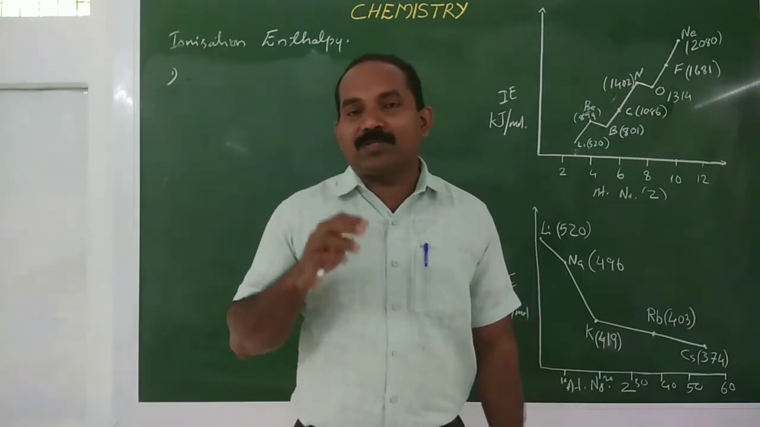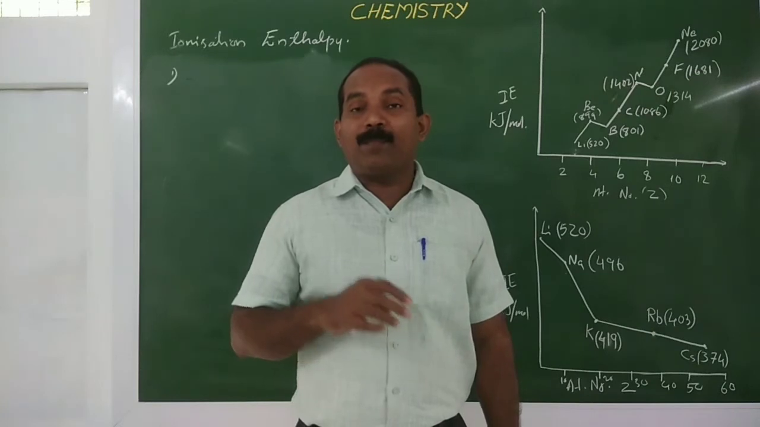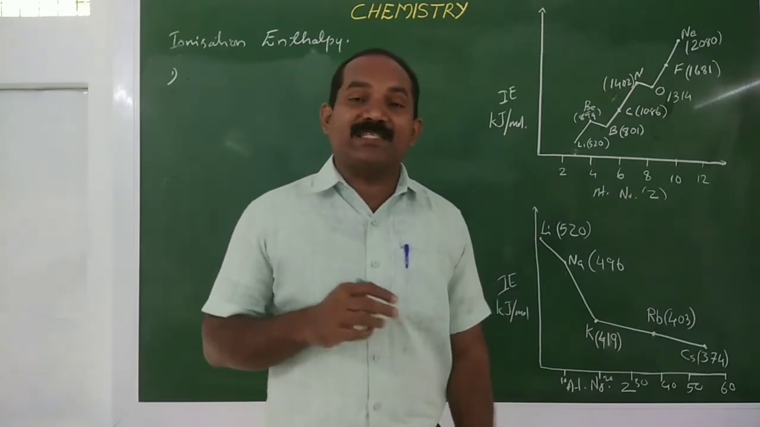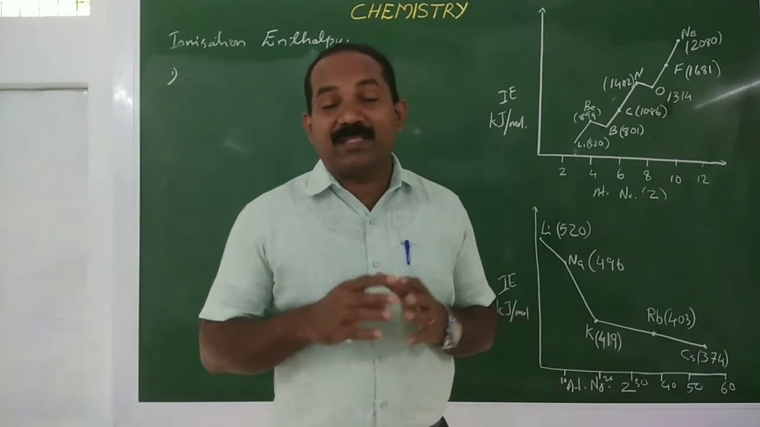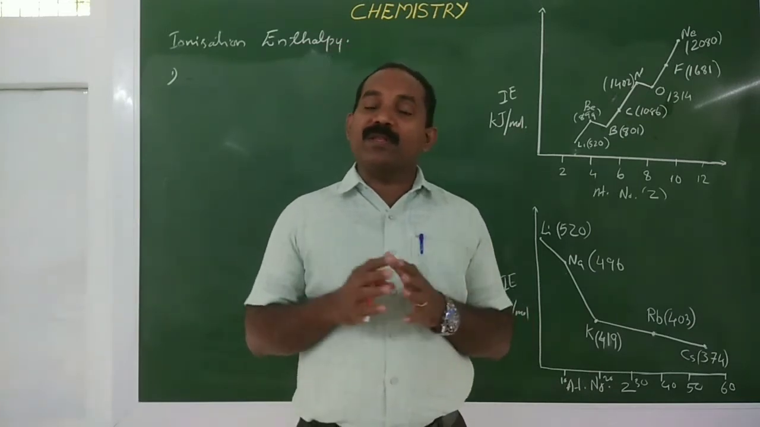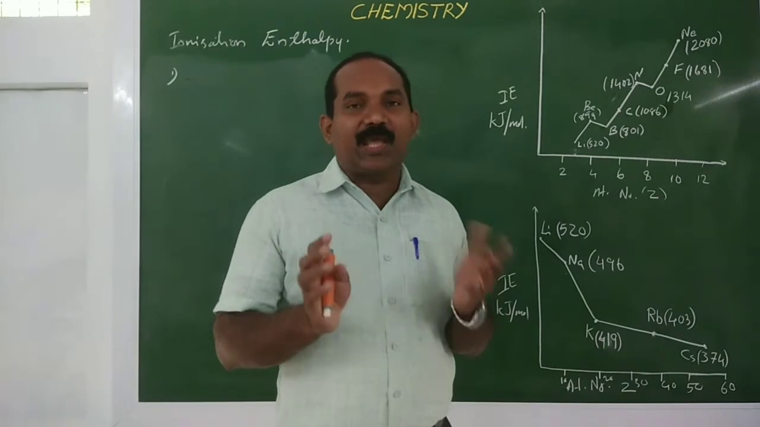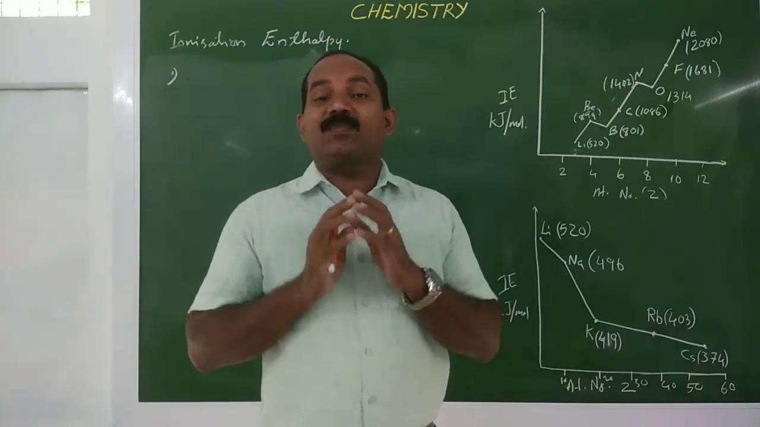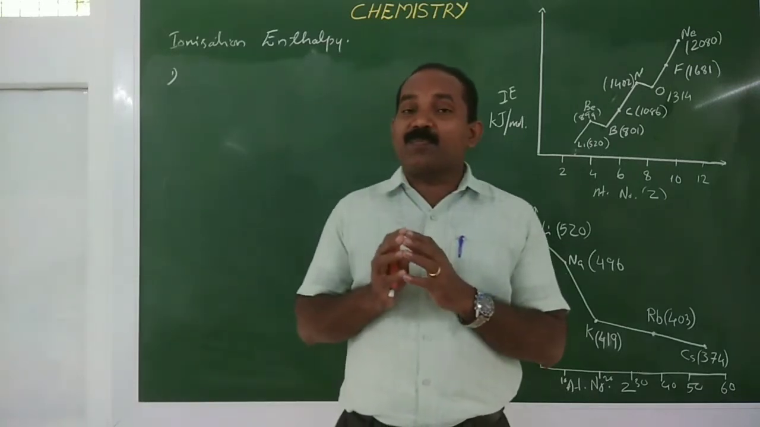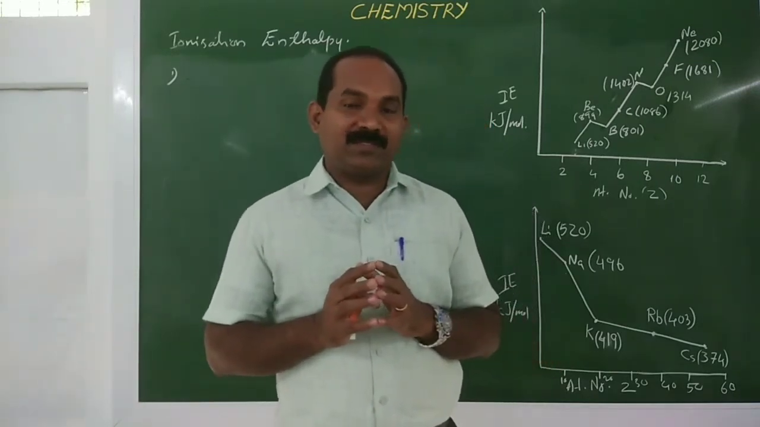First of all, we have to discuss the variation of ionization enthalpy in the period. Let's take the second period. In any period the trend is the same. First we try to take the second period. In the second period there are 8 elements.